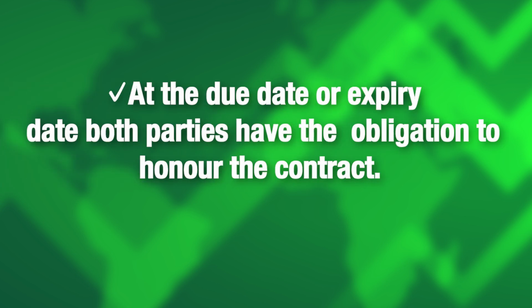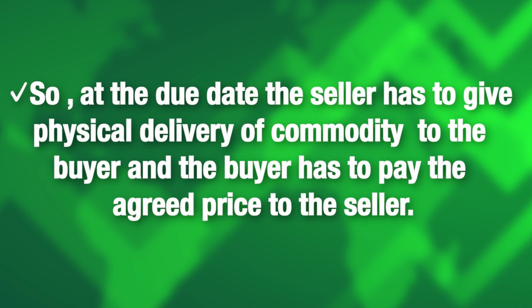At the due date or expiry date, both parties have the obligation to honor the contract. One party will deliver the goods or the commodity and the other will pay. So at the due date, the seller has to give physical delivery of the commodity to the buyer, and the buyer has to pay the agreed price to the seller.